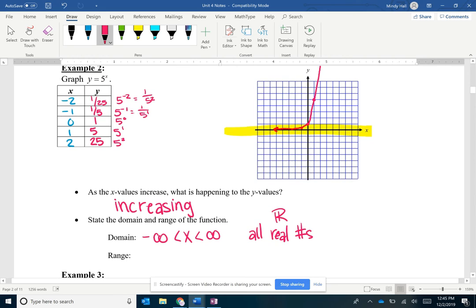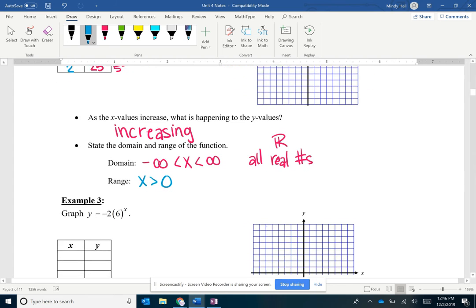And so then for the range, we are looking for the lowest point. My lowest point is at 0 because that's the point that I can't cross, but I do go up forever. So because of that, I'm going to have y is greater than 0. I'm not going to have it be equal to 0, though, because I can't actually touch 0. Okay, so it's just y is greater than 0.